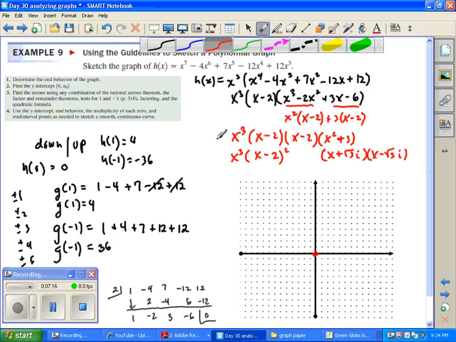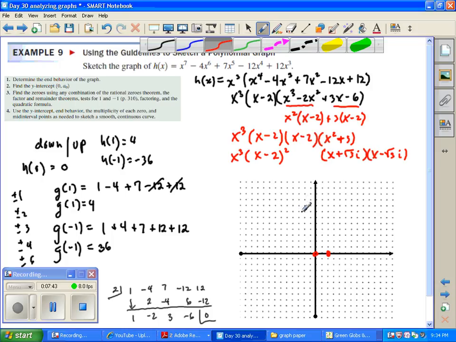This is down up, so it comes from the bottom. This x minus 2 means it crosses at positive 2. And it doesn't cross, it bounces off. And then these are complex factors, so something crazy happens. What happens? Not sure. Okay, any other factors in there? No, that's pretty much it. So we don't really have a ton of information here.